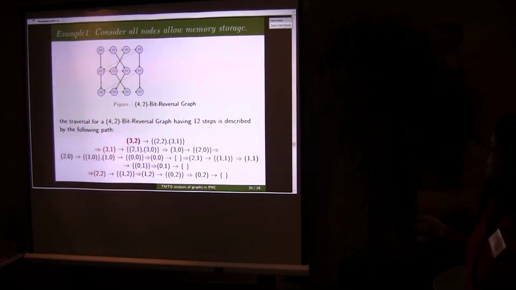With 3, 2, it will try to find out the next dependency, as it is dependent on 3, 1 and 2, 2. These curly braces are showing the dependency, and then we calculate one by one. Here actually I have written that consider all nodes allow memory storage. Means here I am not showing that.